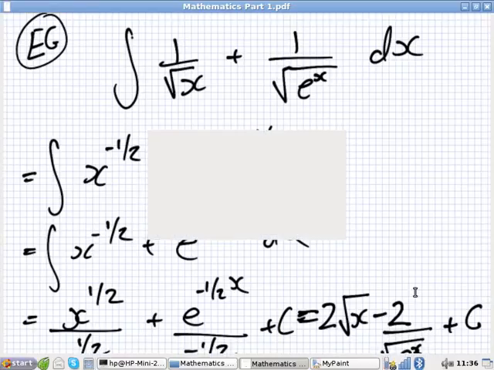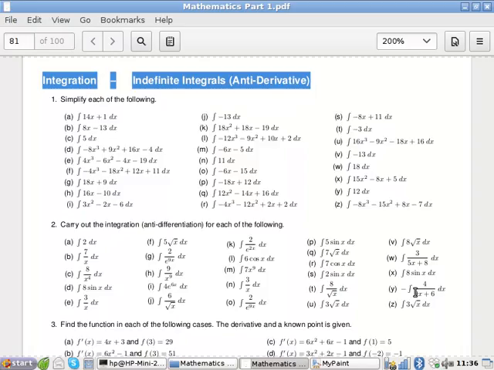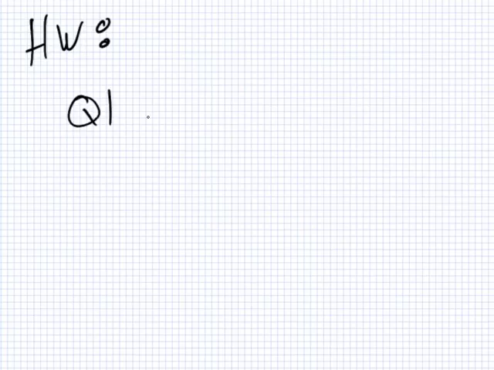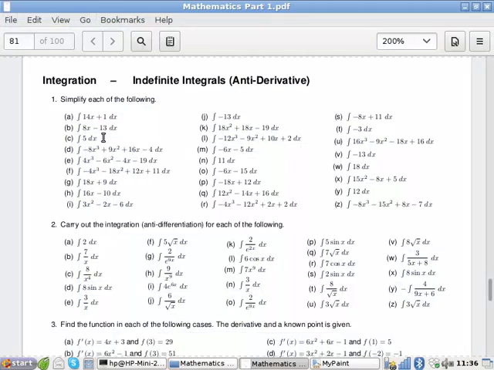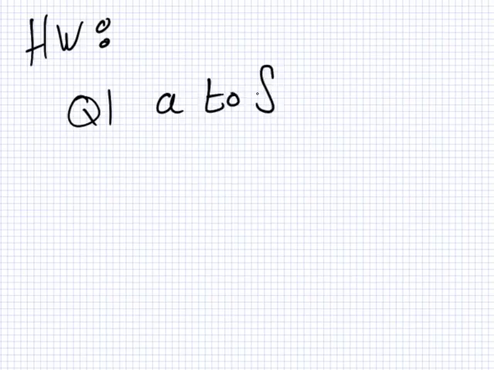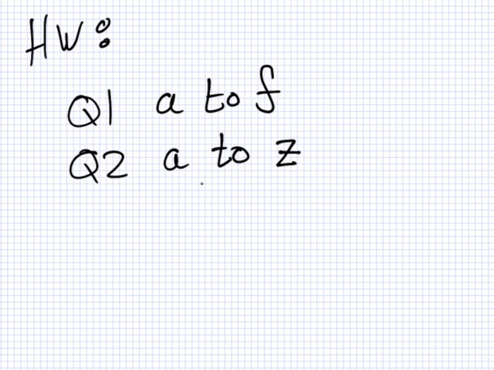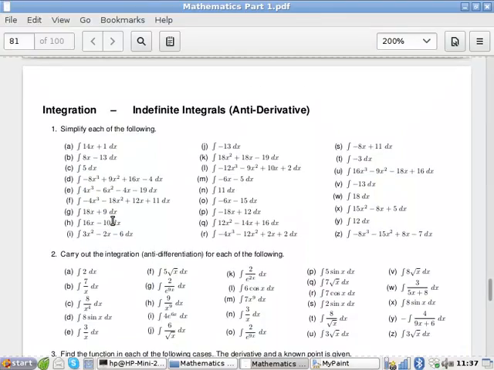Not that difficult today. We're just using the rules. So I'll let you work on these for a couple of minutes and then we'll start the next lesson. I would like you to do exercise 110. Question 1, A to F. Question 2, A to Z. Question 3, you don't have to do it. It's just 1 and 2 we need for the exam.